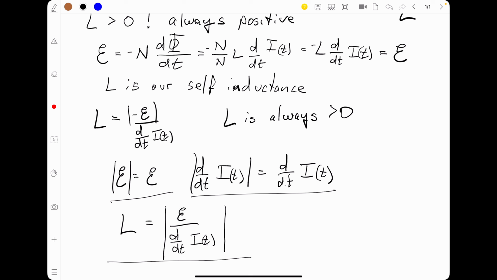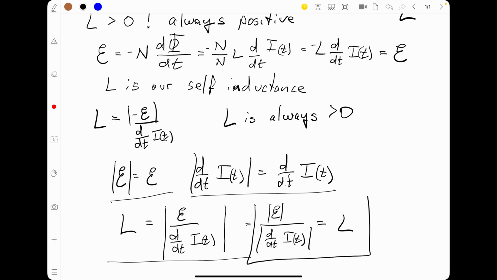I like working with positives at all times. So me personally, I would just take the absolute value of this, and then I would take the absolute value of this, and that would give me my L. That's how I would do it.